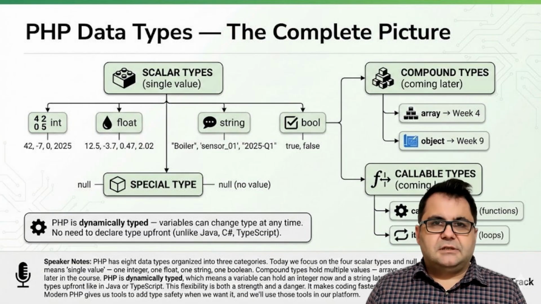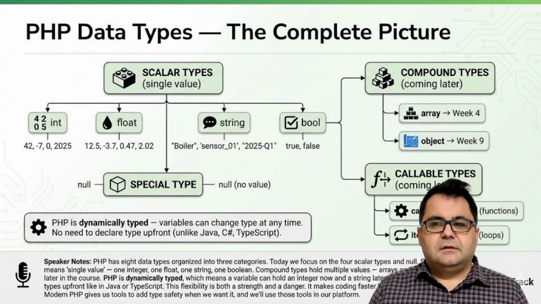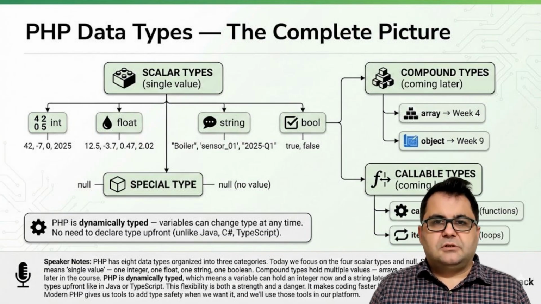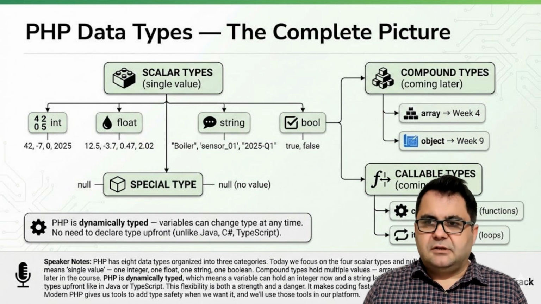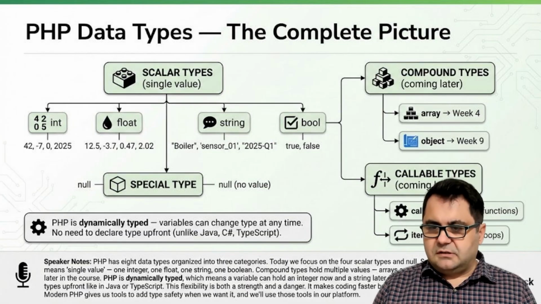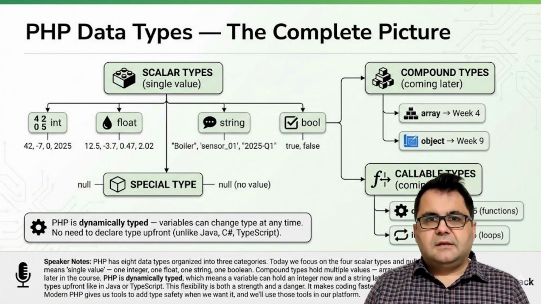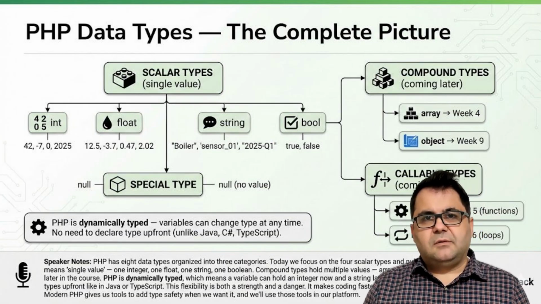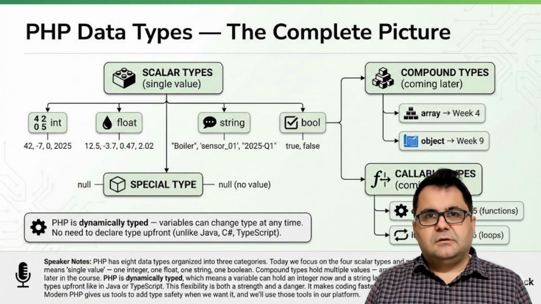PHP has 8 data types organized into 3 categories. Today we focus on the 4 scalar types and null. Scalar means single value, 1 integer, 1 float, 1 string, 1 boolean. Compound types hold multiple values. Arrays and objects come later in the course.